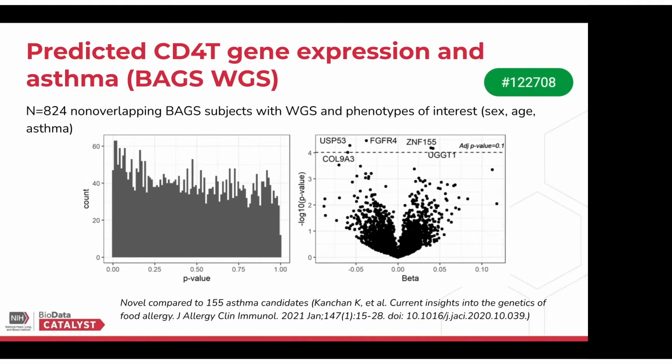So this is an overall summary of our discovery associations, or what we found scientifically from this work, and that was the associations between predicted CD4 positive T cell gene expression and asthma, from the BAG study whole genome sequencing. This was conducted in 824 subjects, and since this is a family-based study, we adjusted these models for kinship, for sex, for age, and then tested this association with asthma.